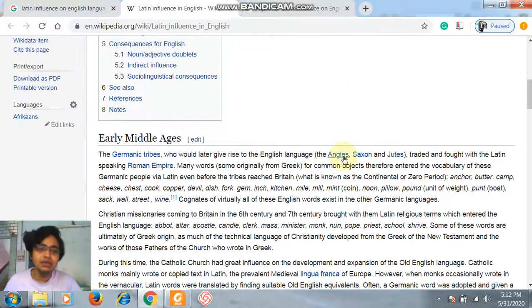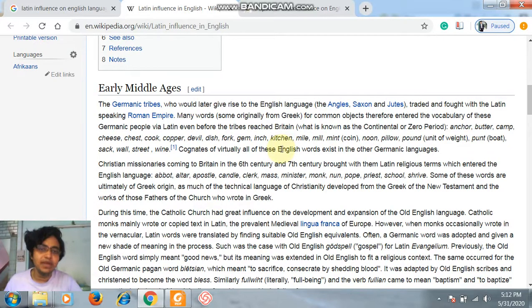But this Latin influence upon the English language actually began very early, much earlier than the Scandinavian and the French influence. It began through the coming of the Romans onto British soil. The Romans arrived in England after the Celts. They arrived around 43 AD and ruled England for almost 350 to 400 years. They left England around 410 to 440, many say 450 AD.